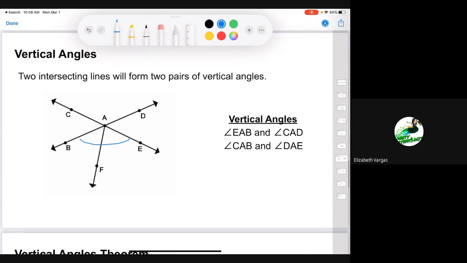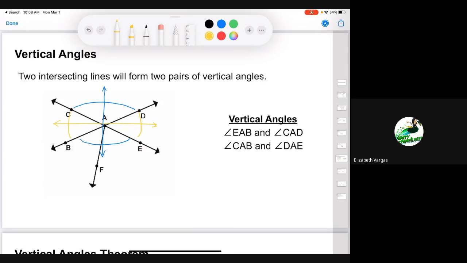Its opposite angle or vertical angle pair is this one. And then we also have CAB, and its vertical angle pair is this one. So vertical angles are opposite angles, and they are also congruent to each other.